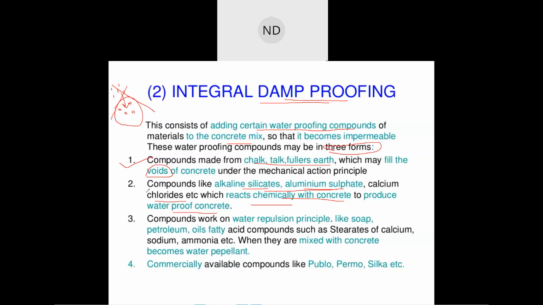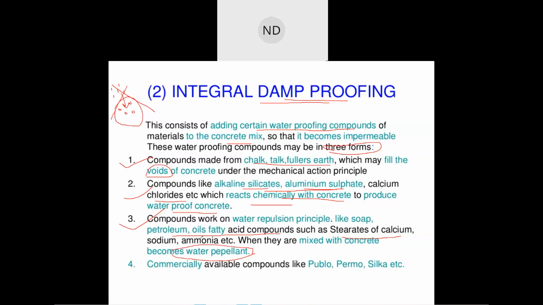Another, the third form, is compounds which work on the water repulsion principle, like soap, petroleum, and oily fatty acid compounds such as stearates of calcium, sodium, ammonia, etc. When they are mixed with concrete, they become water repellent. These are some of the water repellent compounds, like soap, petroleum, oily fatty acids.